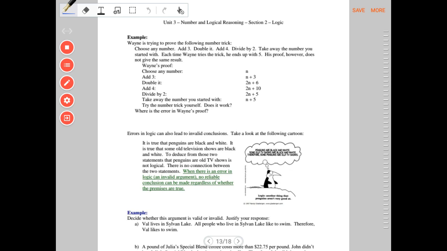So let's start at the top. Choose any number. We chose n. Perfect. We added 3. n plus 3, dandy. We doubled it. 2 times n, 2 times 3. Yep, that's good. Added 4. 6 plus 4 is 10, so that's good.